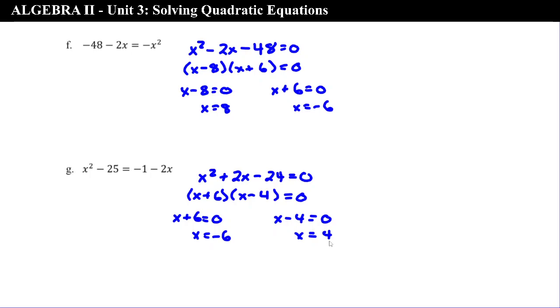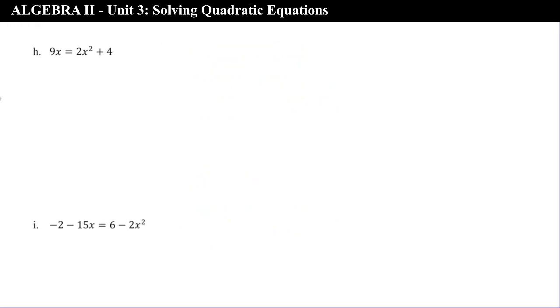All right, let's do a couple more examples that are a little bit more involved. They're a little bit more involved because the factoring is not quite as easy. Well, first we got to do a little bit of rearranging. So let's move 9x over to this side, but I'm going to go ahead and write it on the left-hand side. So we've got 2x squared minus 9x plus 4 equals 0.